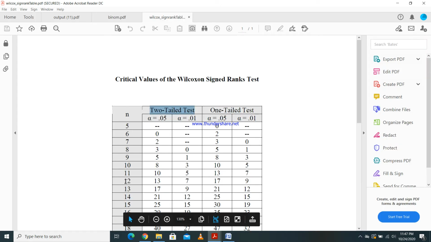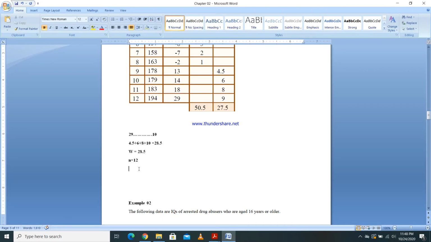Right? So the sample size would be 12, and we are doing a one-sided test with alpha 0.05. So the corresponding value would be 17. Right, so this would be the corresponding value, 17. So from the table value, you can read the table value is equal to 17.